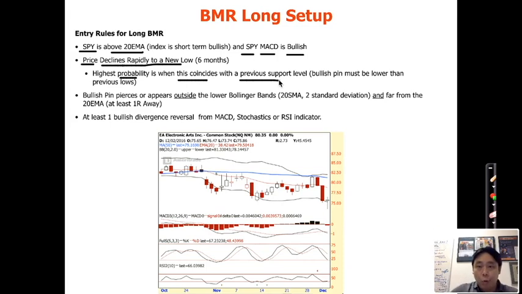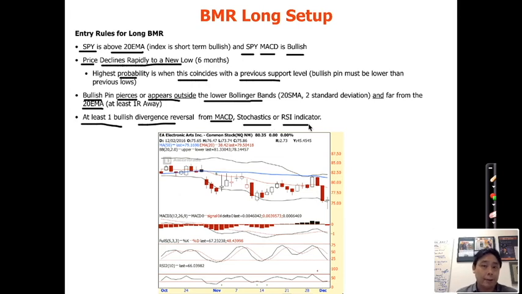The highest probability is when this coincides with a previous level of support, when the bullish pin bar goes below the previous support level and takes out the previous lows. Okay. Next condition, we must have a bullish pin that pierces or appears outside the lower Bollinger Band, and it should appear far away enough from the 20 exponential moving average that could act as a resistance when the price goes up.